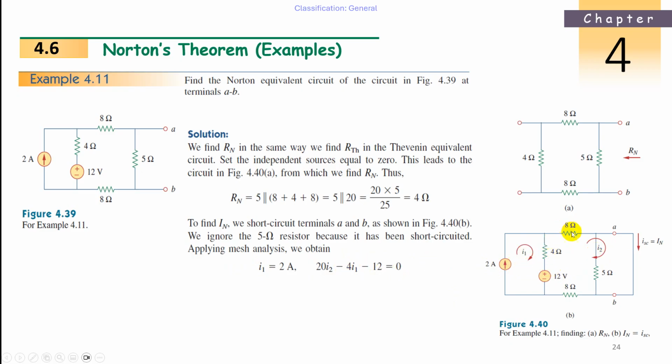Now I2 is flowing through 1, 2, and 3, three resistances of 8 ohms. The 5 ohms is gone. So 8 plus 8 is 16, plus 4 is 20. So plus 20 I2 minus 4 I1, which is in the opposite direction, and minus 12 is the voltage source, equal to 0. I1 we already know, substitute I1 here as 2 amperes: 4 times 2 is 8, 8 plus 12 is 20. Then I2 is nothing but 1 ampere, which is also known as the short circuit current I_N. So I_N is 1 ampere, R_N is 4 ohms, then the equivalent circuit will be.